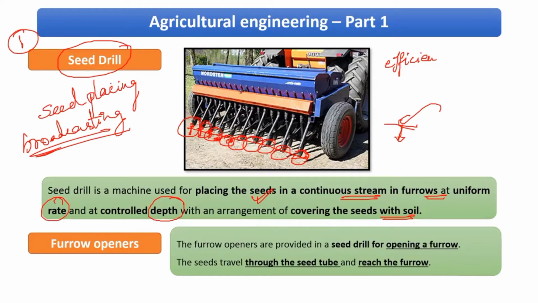Now one other operation that you can see if you look carefully is that initially a furrow, a hole, is opened by these seed drills. That initial step of opening the furrows is done by furrow openers, which are provided in this particular seed drill. Now the seeds that are placed travel through the seed tube, and then they reach the furrow, that is the hole.